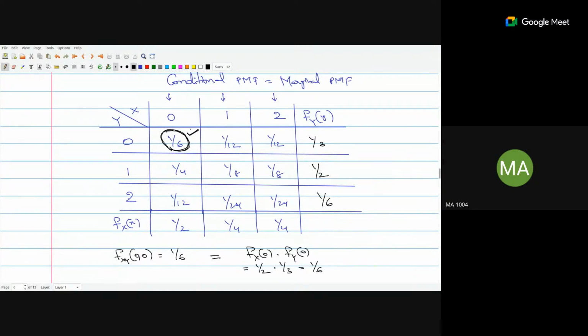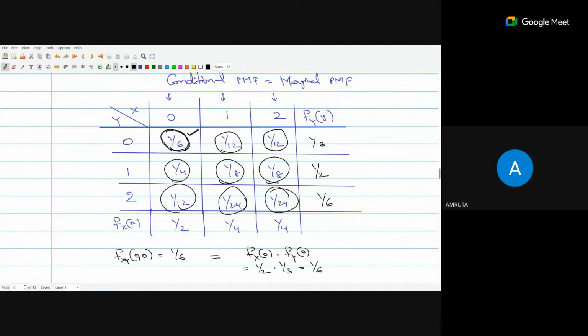the independence holds. Similarly, you should check for this entry, this entry, this entry, this entry, this entry, this entry, this entry, and this entry. So there are 9 entries. All the 9 entries should satisfy the property that the joint PMF is equal to the product of the marginal PMFs. That property should be satisfied, and only then can you conclude that random variable X is independent of Y, or Y is independent of X.